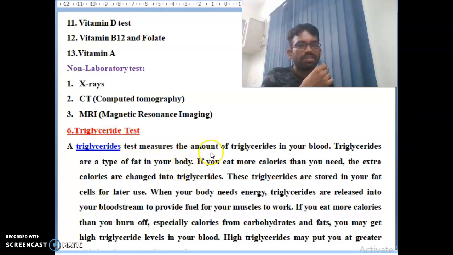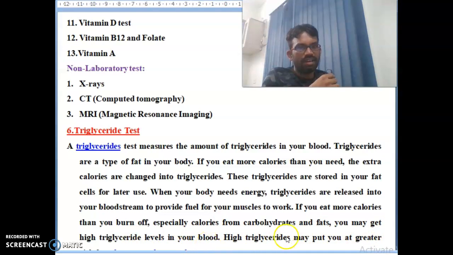A triglyceride test measures the amount of triglyceride in your body. Triglyceride is a type of fat in your body. When your body needs energy, the triglyceride is released into the bloodstream to provide fuel for your muscles to work. So if you eat more calories than you burn off, especially calories from carbohydrates and fats, you may get high triglyceride.